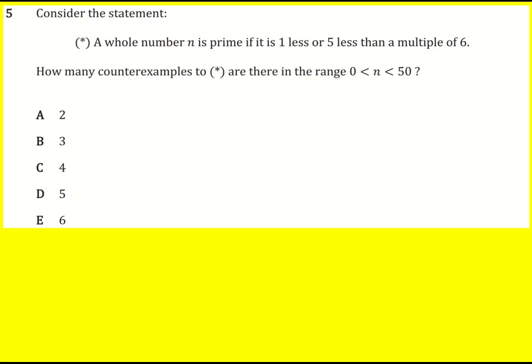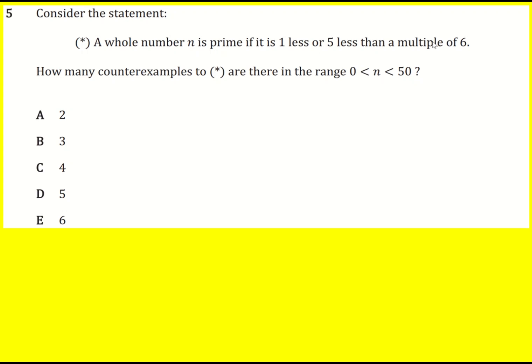This statement says a whole number n is prime if it's 1 less or 5 less than a multiple of 6. And we're asked for how many examples there are between 0 and 50. So we can't avoid this. We just need to write down all of our numbers between 0 and 50 that are 1 or 5 less than a multiple of 6.